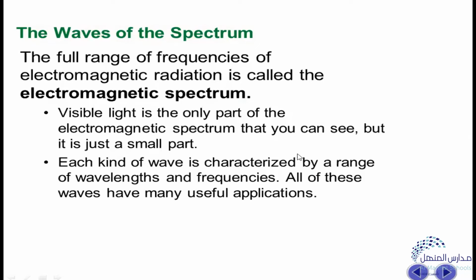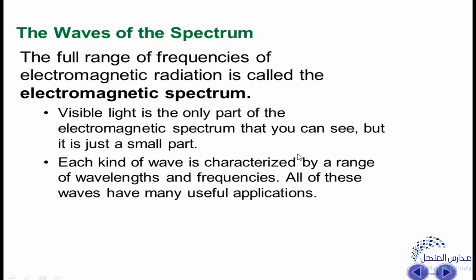So how can we arrange them? Waves are different in two things: they are different in wavelength and frequency. So we are going to arrange them according to their frequencies, from the lowest frequency on the left to the highest frequency on the right side. You know that if the frequency increases, the wavelength should decrease and vice versa.